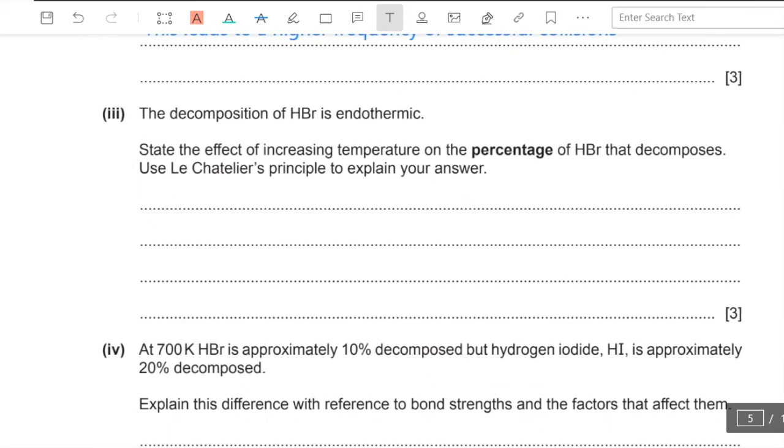3. The decomposition of hydrogen bromide is endothermic. State the effect of increasing temperature on the percentage of hydrogen bromide that decomposes. Use Le Chatelier's principle to explain your answer. Le Chatelier's principle states that when a change is introduced into an equilibrium, the equilibrium shifts its direction to oppose this change. Now, when you increase the temperature, it shifts in a direction which is going to absorb that energy, and that is going to be the reaction which takes in energy, or is endothermic. And because of that, when you increase temperature, the decomposition of hydrogen bromide increases.